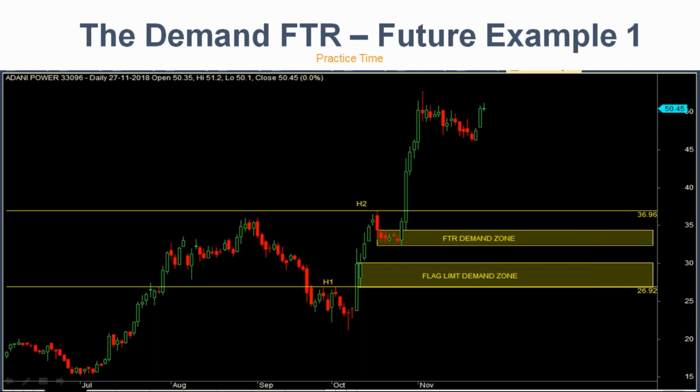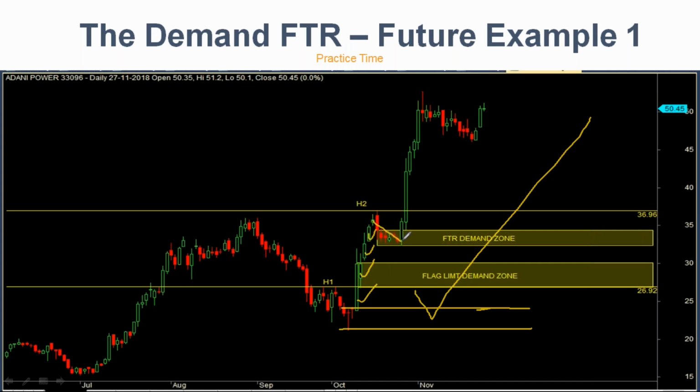Why H1 broke with momentum? Okay, but still flag limit is considered. Why? H1 broke with momentum, but why is flag limit considered? Because it formed a base. Then what happened? Price went up with momentum, but it came down, reversed and went up. So I believe there are still pending orders here. If you personally ask me, the safest way to trade this is to trade here. Even if price comes here and rejects this, it should support here. Why? Strong momentum, base and momentum.